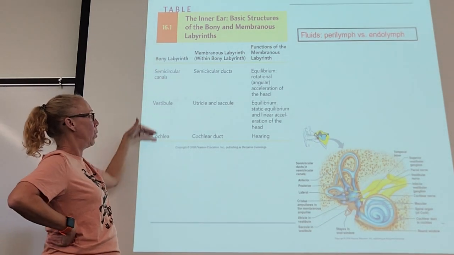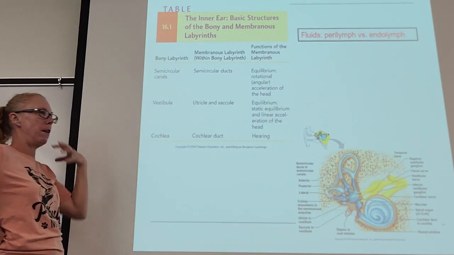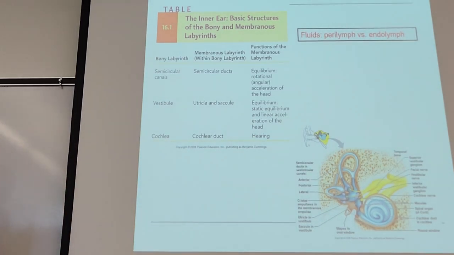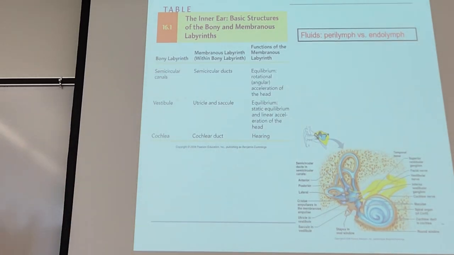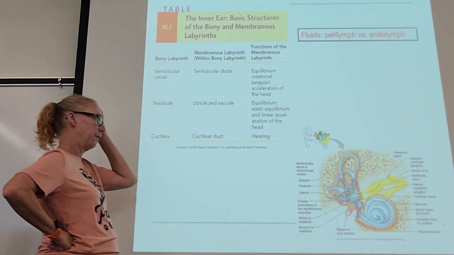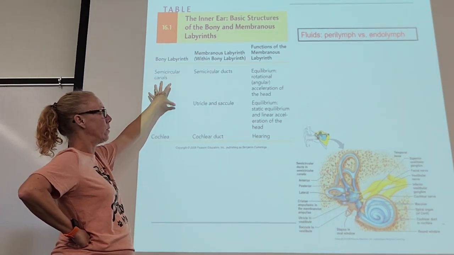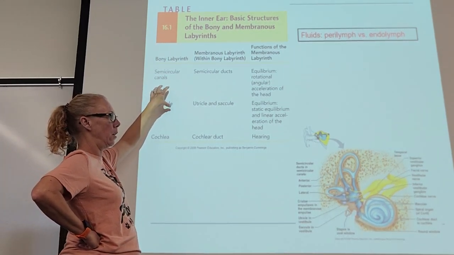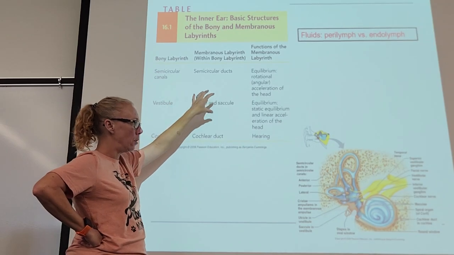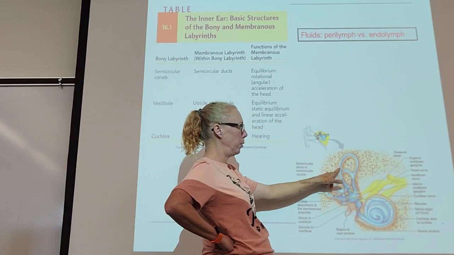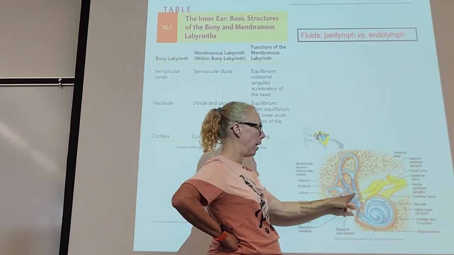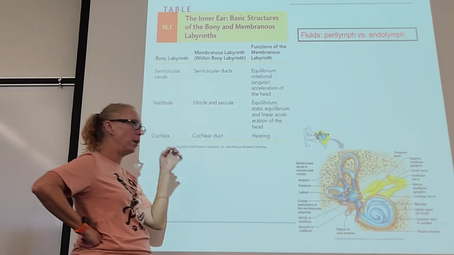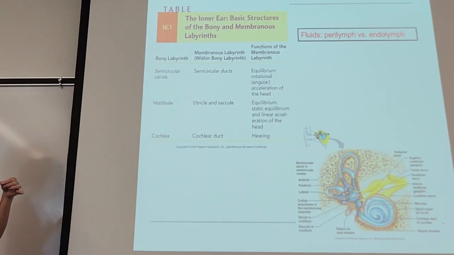you have a bony labyrinth. So you have bony structures, like your semicircular canal, your vestibule, your utricle, your saccule, and your cochlea. So that's superficial, your bony labyrinth. Deep to those structures, in light blue in this picture, you have soft membranous structures.